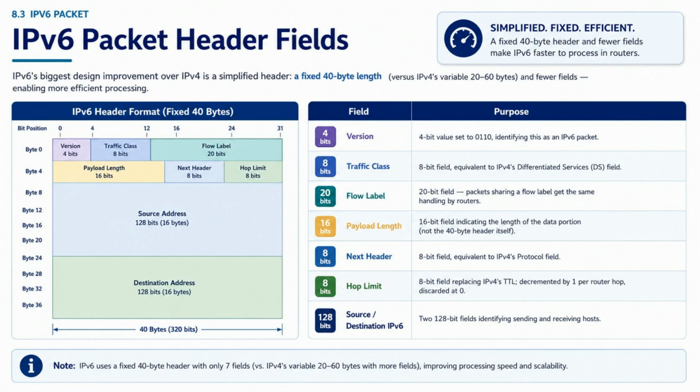Traffic class, like IPv4's DS field. Flow label, packets sharing this get consistent handling. Payload length, next header, equivalent to IPv4's protocol field. Hop limit replaces TTL, and the two 128-bit source and destination addresses.